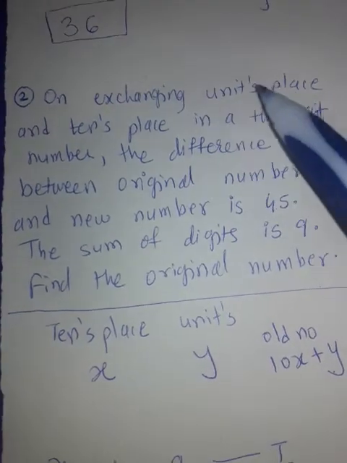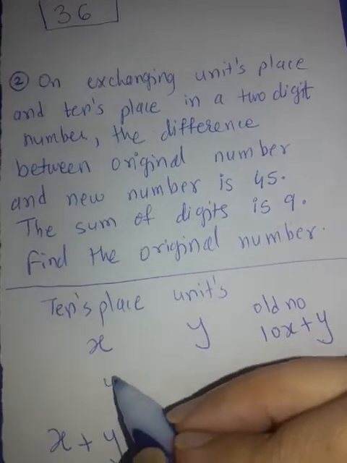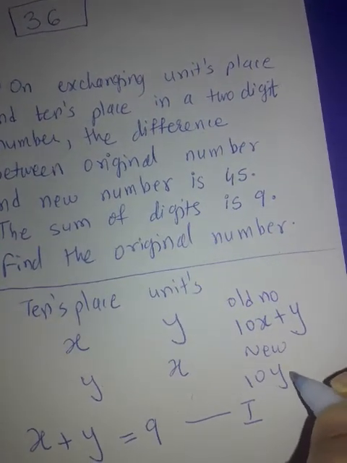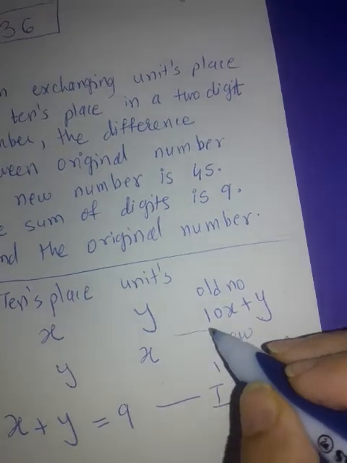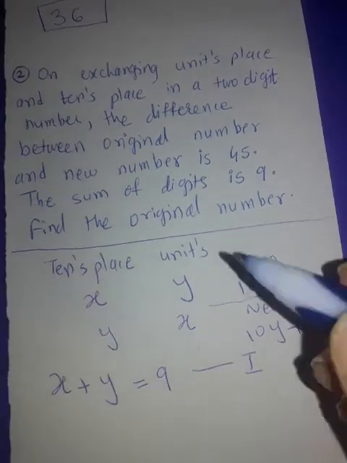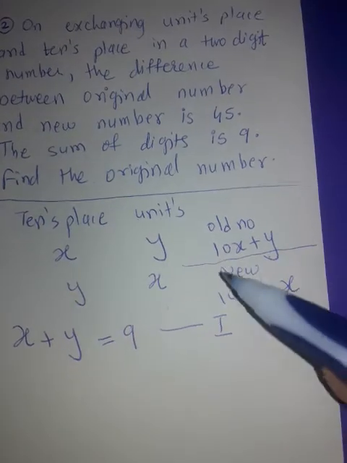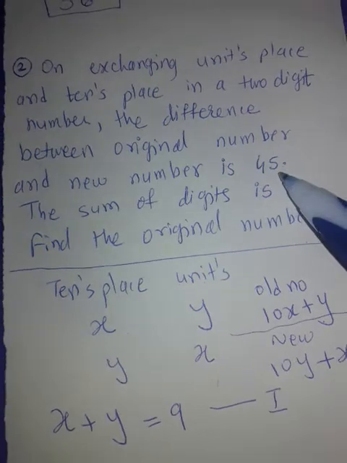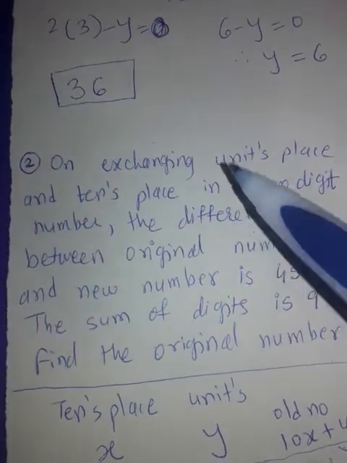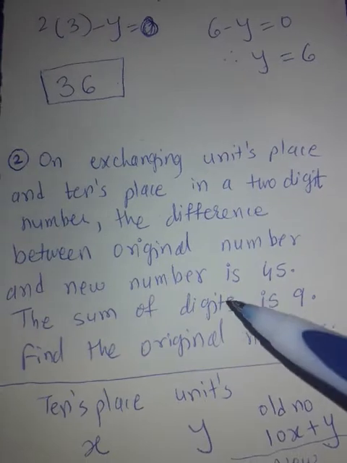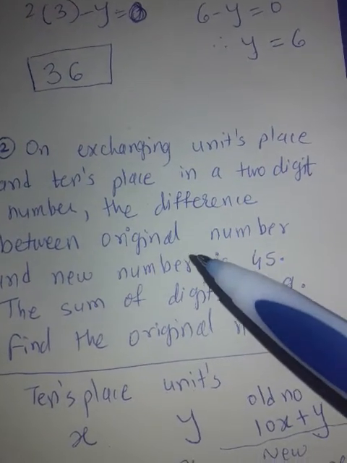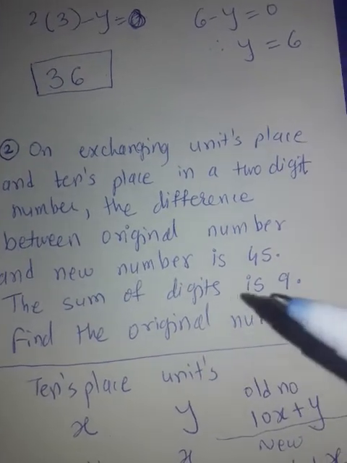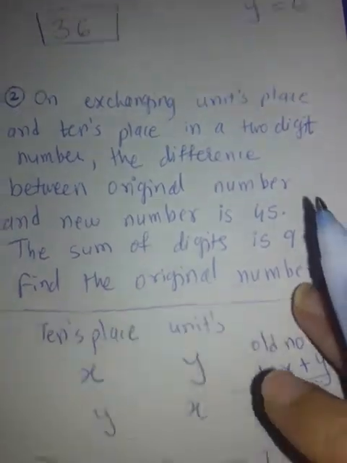Then what happens? On exchanging, that means now this will be y and this will be x. So new number is 10y plus x. I think you don't need any explanation in this now. We have already solved one example and we have explained it in very detail. So this is new number. And the difference between them is 45. So here if you observe in the very first example that we solved, they had given us that new number is 27 more than old number. So we knew which number is more, old number is more or new number is more.